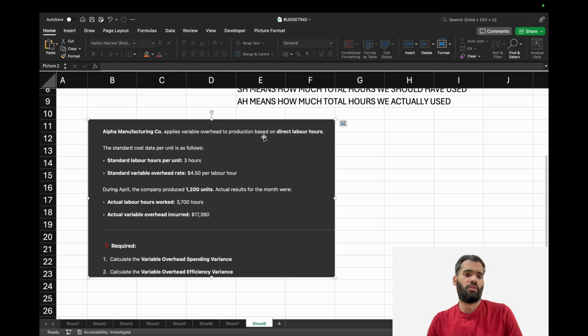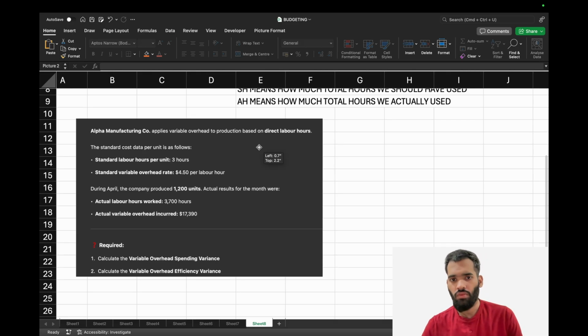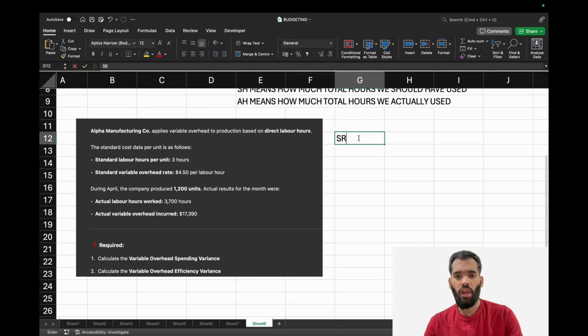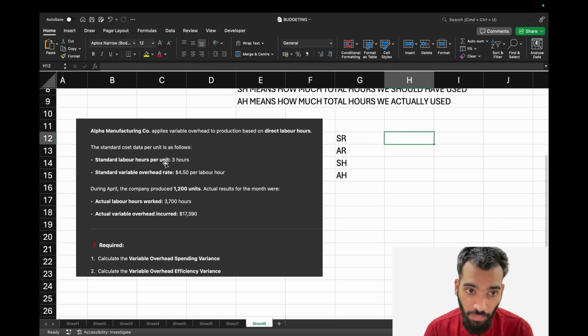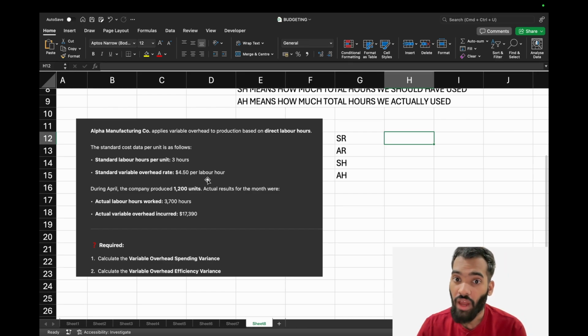Okay. So again, solving the question, we have our strategy. Find the four things: SR, AR, SH, AH. Standard rate, what does that mean? That means how much variable overhead rate we should have spent per hour of labor. So let's see. Standard labor hours per unit, we don't need that. Standard variable overhead rate 4.5 per labor hour means we're spending $4.5 in variable overhead for every labor hour we are working. So 4.5.